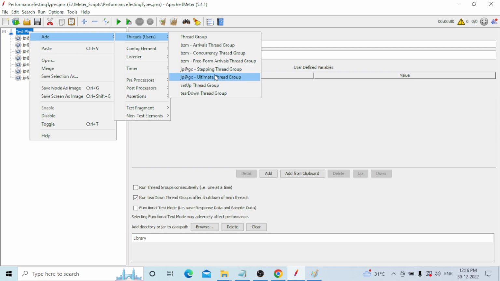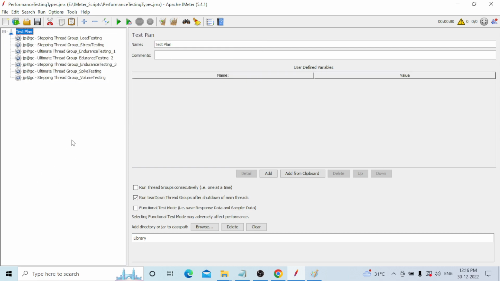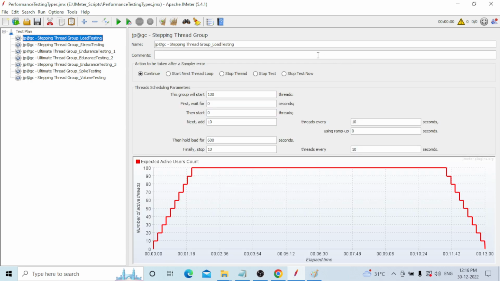Okay, with these plugins I will design the total 5 types of performance testing. The first one I am using is the jp@gc stepping thread group for load testing. This is the load testing scenario.